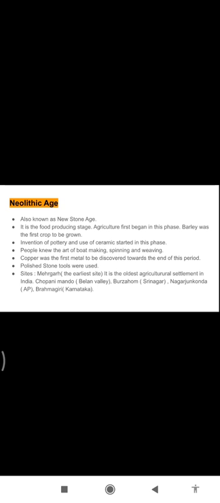People knew the art of boat making, spinning and weaving. They used to weave cotton clothes. Certain evidences of burials are also found in this period. Copper was the first metal to be discovered towards the end of this period, and polished stone tools were used during this period. Important sites of this period are Mehergarh, which is the earliest site.